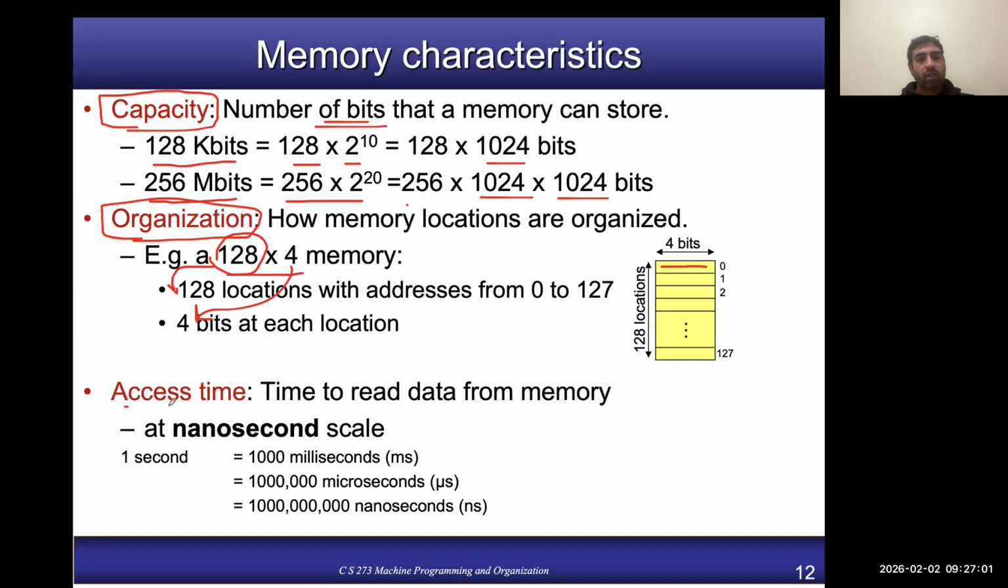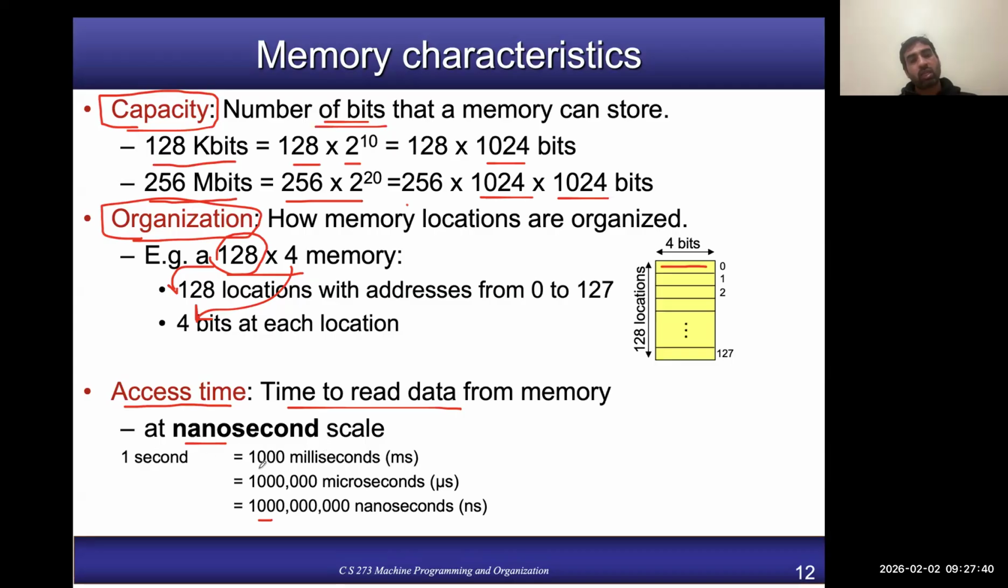The third characteristic of a memory chip is access time, which is basically the time to read the data from memory. This is typically specified on a nanosecond scale. Why? Because the speed at which memory is read is very fast compared to the human perspective. So what is 1 nanosecond? 1 second is equal to 10 raised to power 9 nanoseconds, so 1 nanosecond is 10 raised to power minus 9 seconds, the 10 raised to power ninth part of a second.